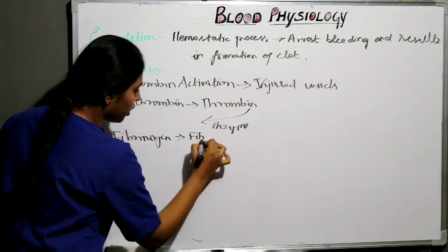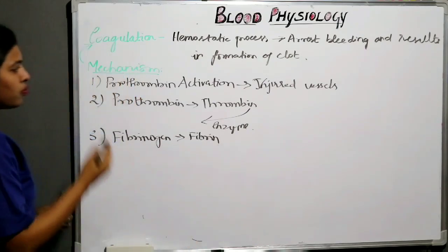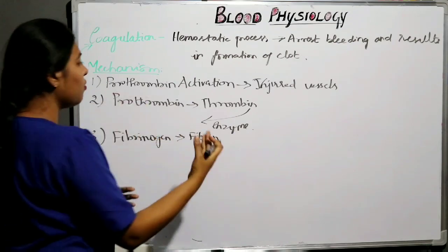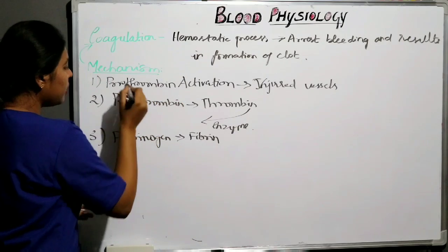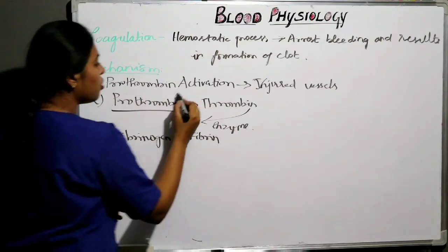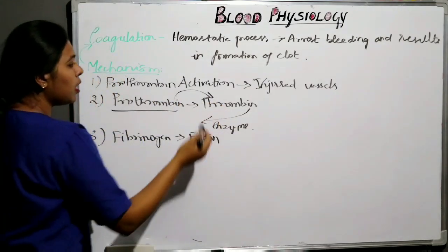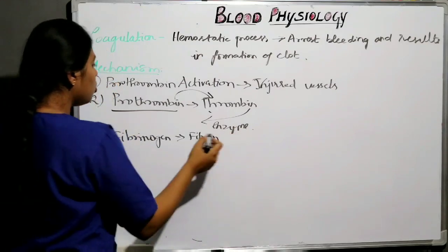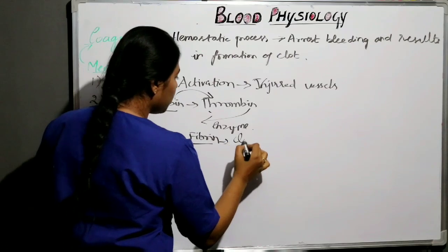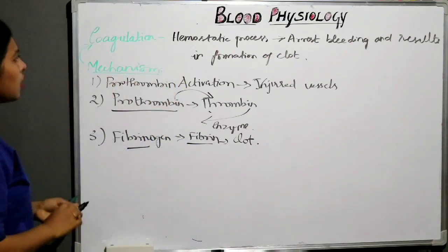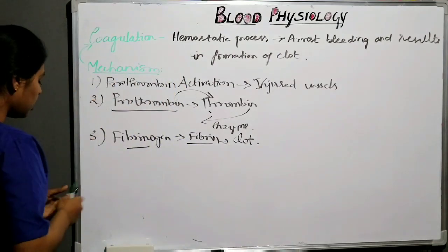into fibrin. So the mechanism: first the injured vessel releases the prothrombin activator. It activates the prothrombin to form thrombin. Then thrombin acts as an enzyme to convert fibrinogen into fibrin. Then fibrin combines to form the clot. This is the mechanism of coagulation.